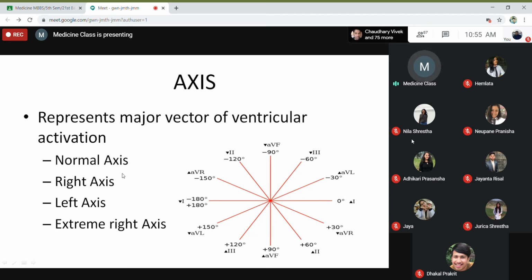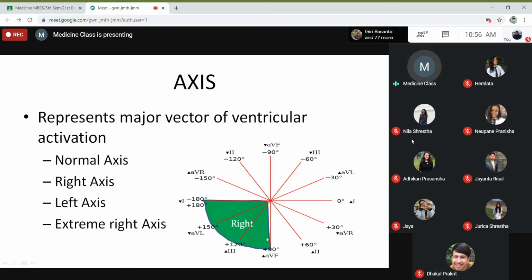Generally, this is determined by the left ventricular activation, because the left ventricle is more dominant. So usually the axis will be somewhere... some authors even say that it's up to plus 100 degrees. So this is a normal axis, and if we have left axis, that means it's between -30 to -90.